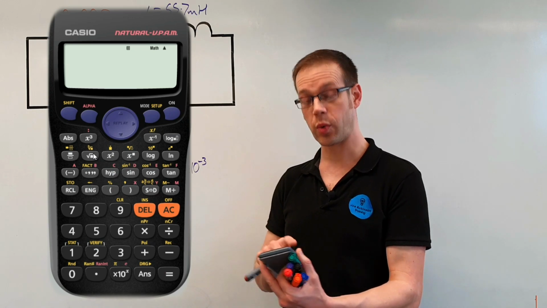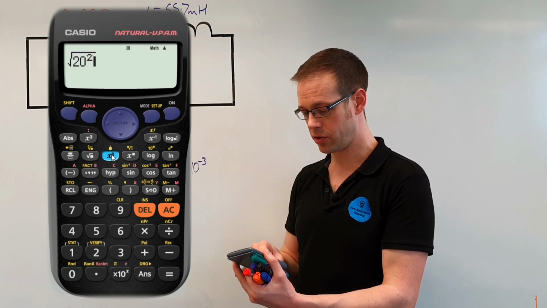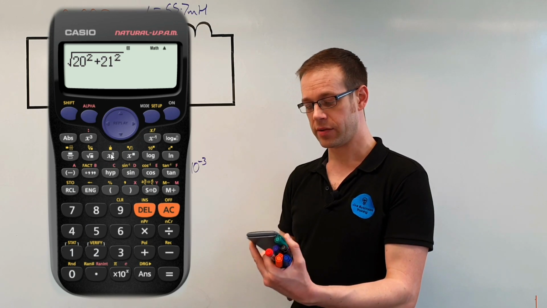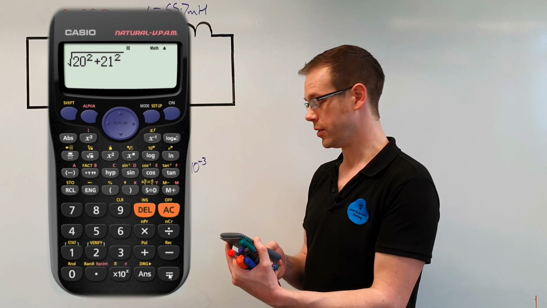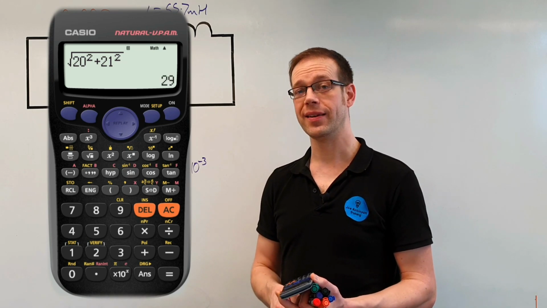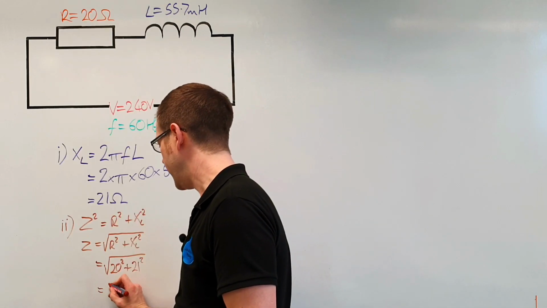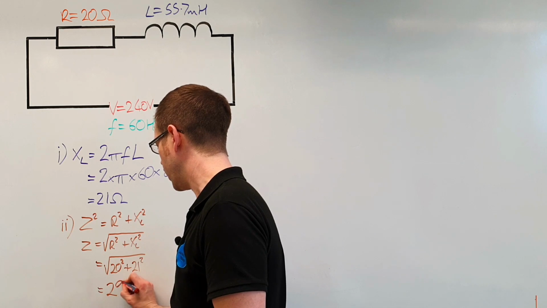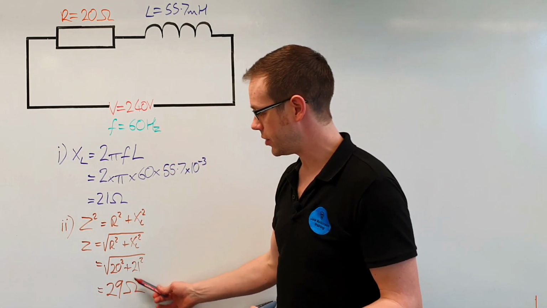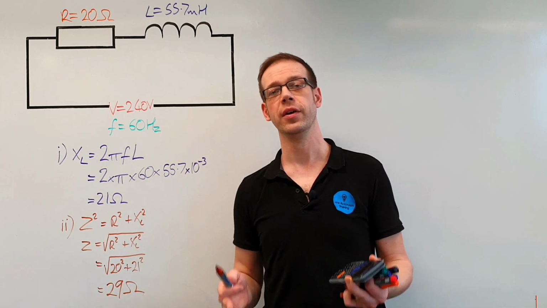So we just press the square root button and we say that is the square root of 20 squared plus 21 squared. And when we put that into the calculator, we find that the answer is 29. So our value for impedance in this circuit is 29 ohms. So you can see there, we've now got the total circuit impedance, the total opposition to current flow of this circuit.